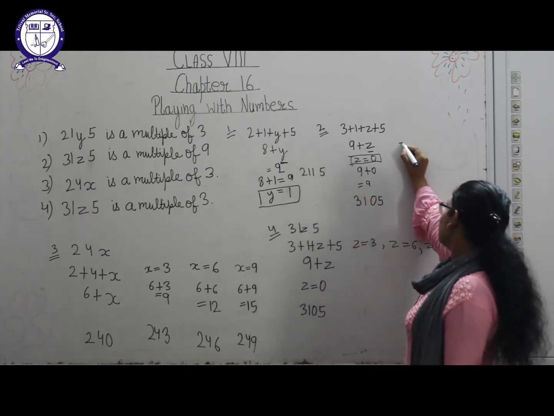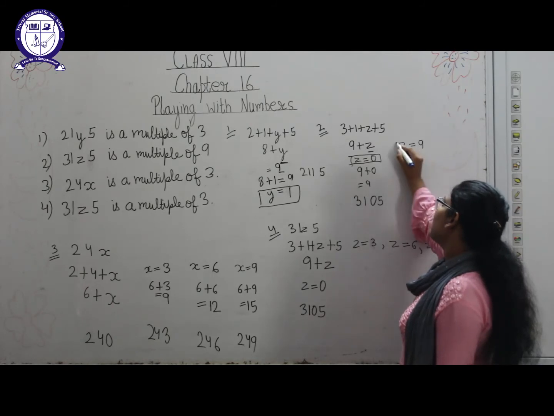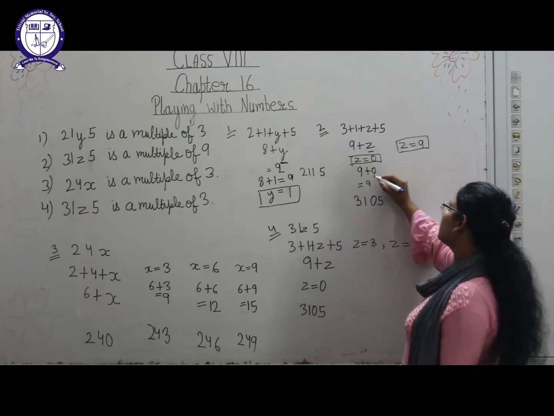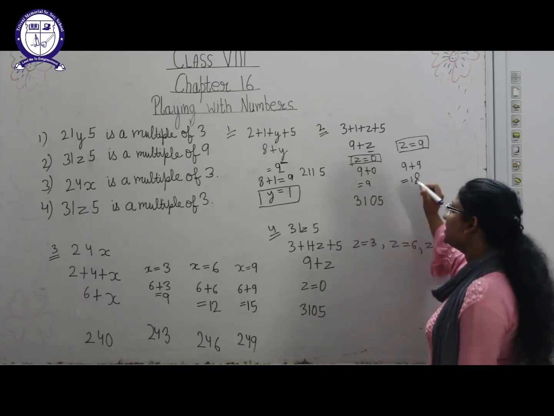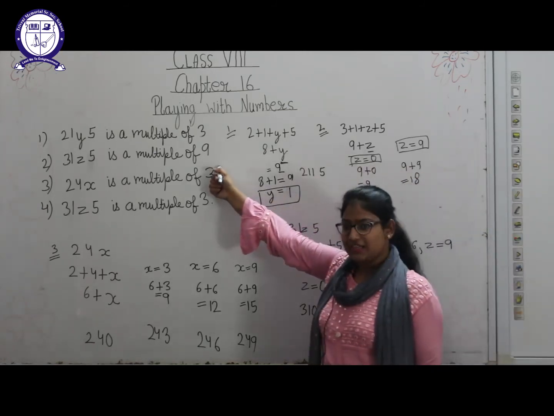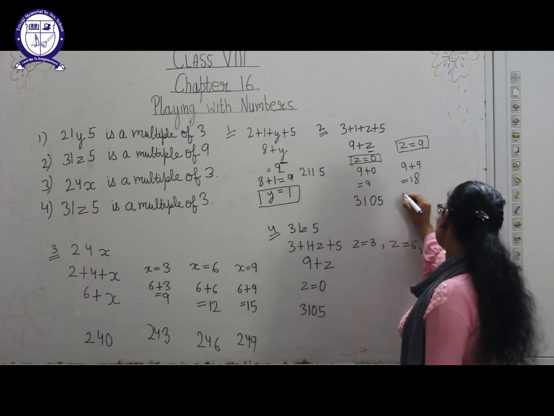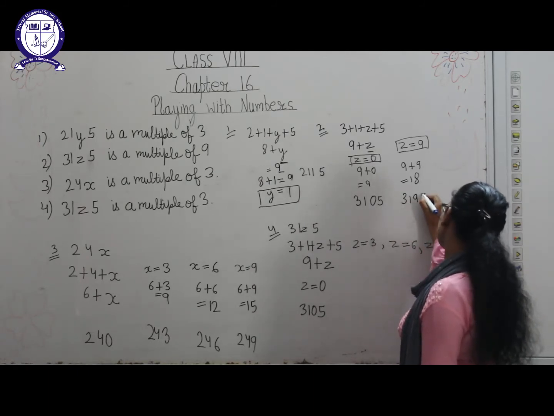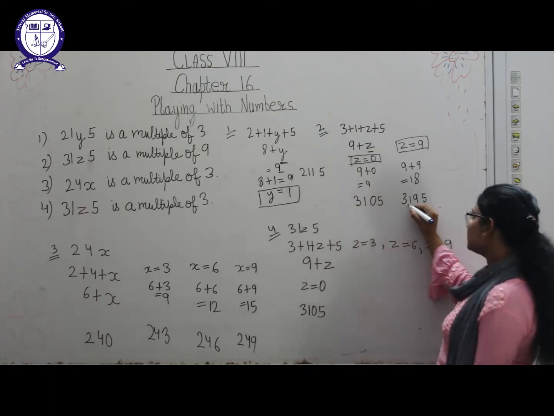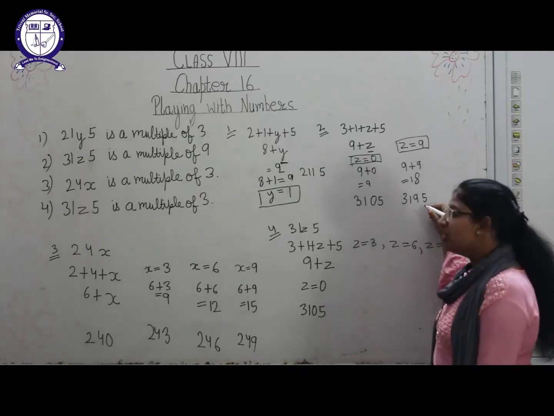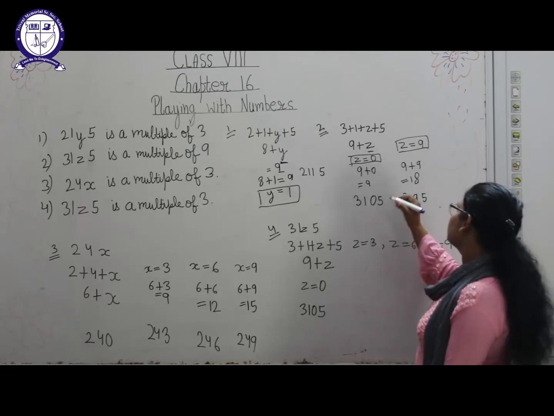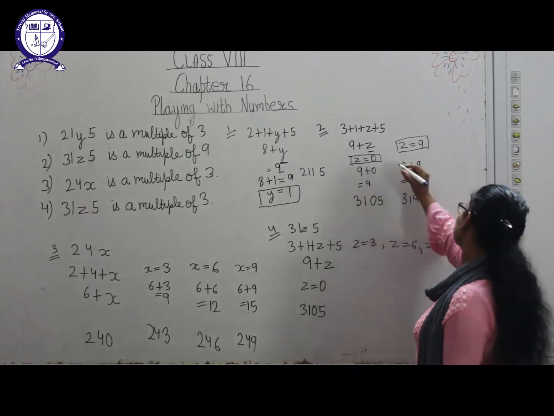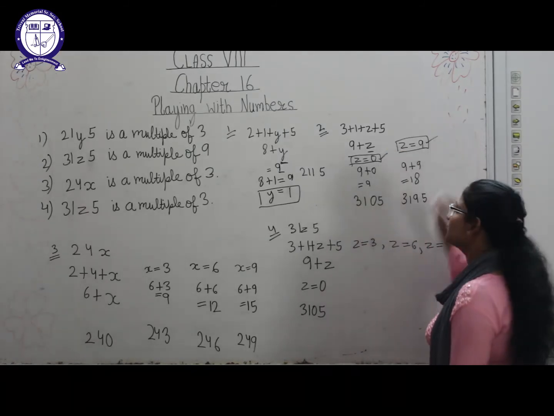In the same manner, we can put the value of z as 9, because here it is 9. 9 plus 9 will be 18, and we know that 18 is a multiple of 9 here. Okay, so the number will become 3195. Here if we add these 4 digits, we will get 18, and 18 is a multiple of 9. So the values of z for the second question can be 0 and 9, students.